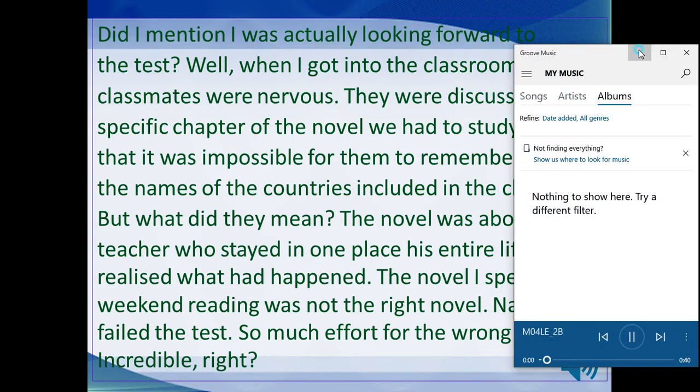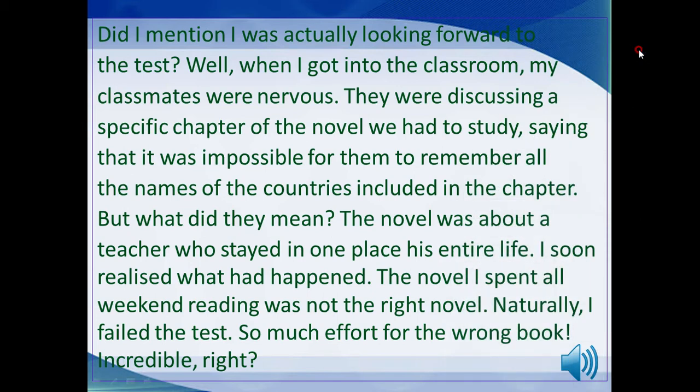Did I mention I was actually looking forward to the test? Well, when I got into the classroom, my classmates were nervous. They were discussing a specific chapter of the novel we had to study, saying that it was impossible for them to remember all the names of the countries included in the chapter. But what did they mean?